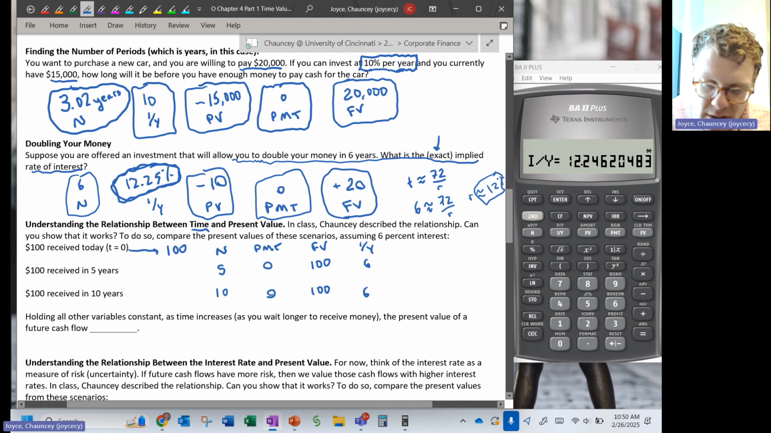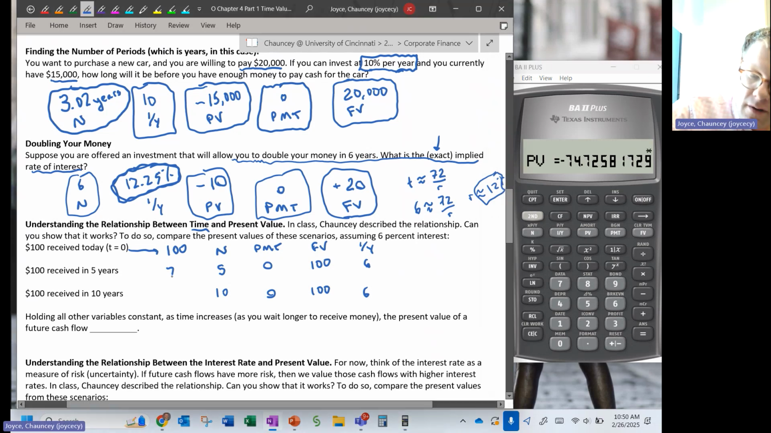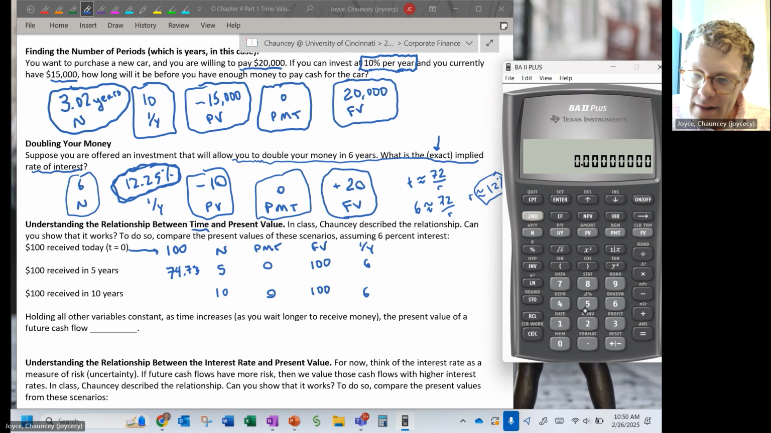Our present value for the next one, if we type in 5 and then n, 0 and then payment, 100 and then future value, 6 and then your rate, and then just compute for your present value, you'll have 74.73. So you can already see if you have to wait longer for your money, you're less well off. That present value is now lower.